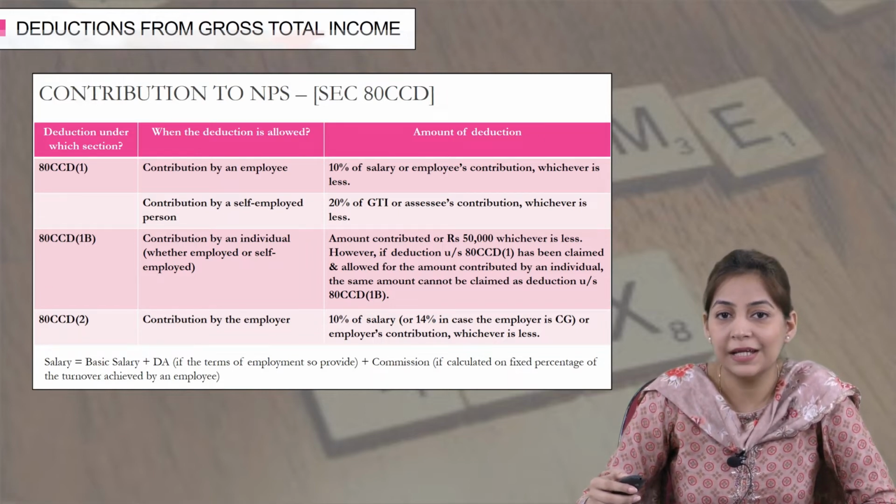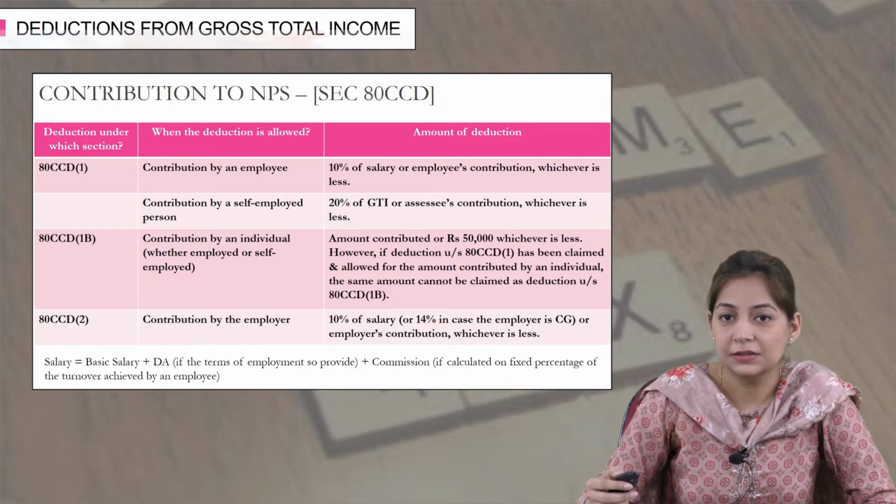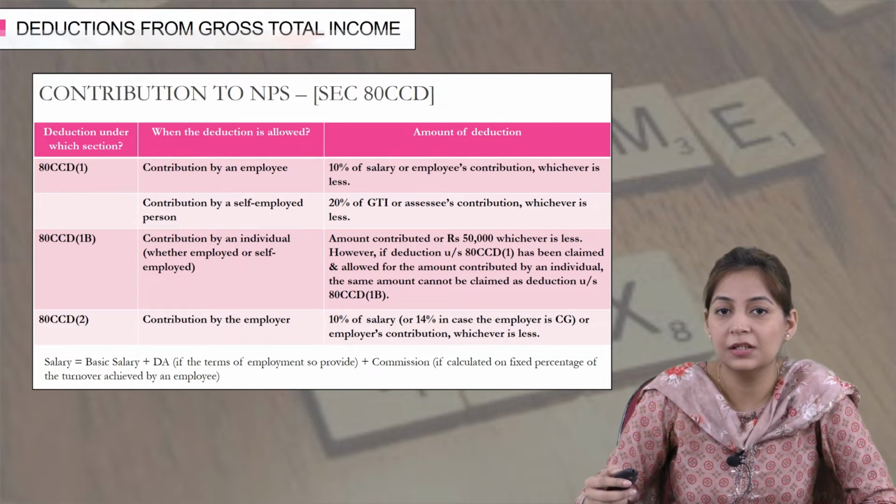If you want to make an additional contribution to NPS, you can claim the deduction up to rupees 50,000 in this section, and this deduction is allowed for the amount contributed by an individual. The same amount cannot be claimed as deduction under section 80CCD(1).